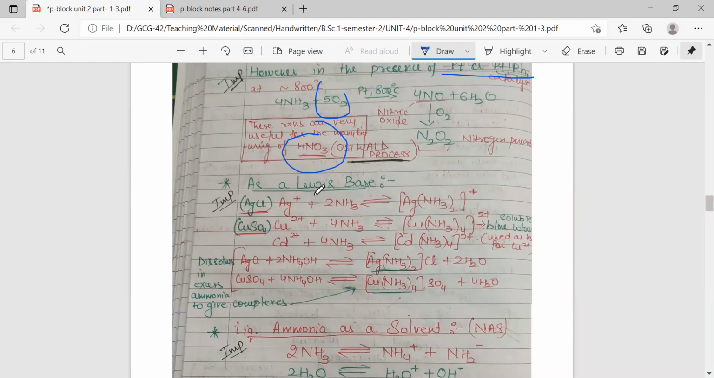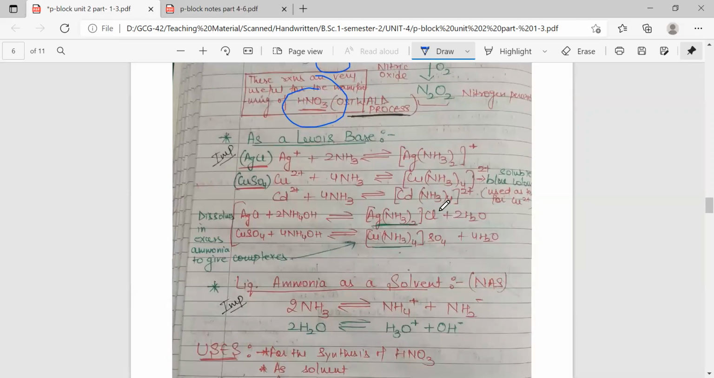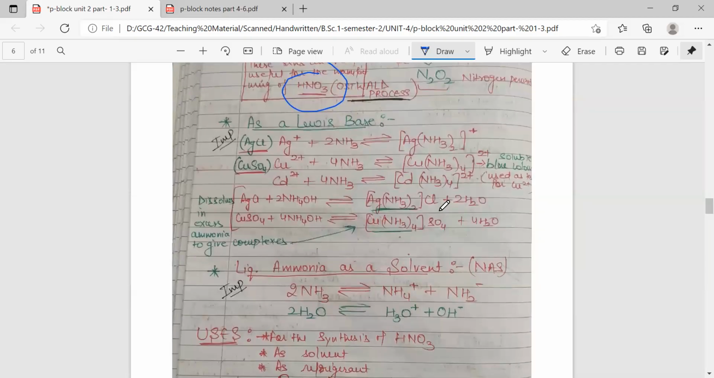So it behaves as a Lewis acid. As ammonia has a lone pair, it reacts with most Lewis acids to give the corresponding complexes. Here the Lewis acids are the silver ion and copper ion, and it gives us these complexes. In the laboratory we use this as a test for the presence of copper ions in solution. It gives a blue colored solution.